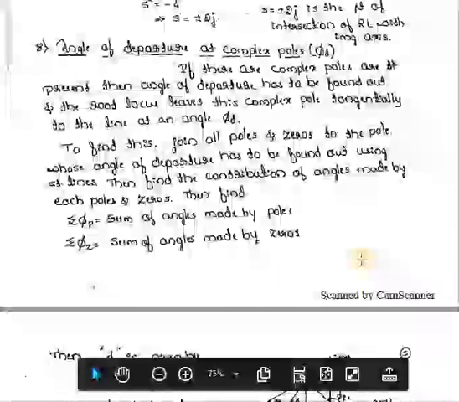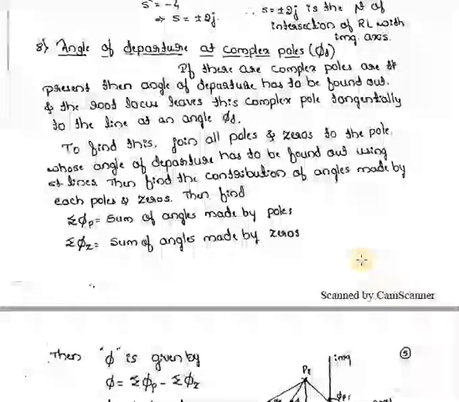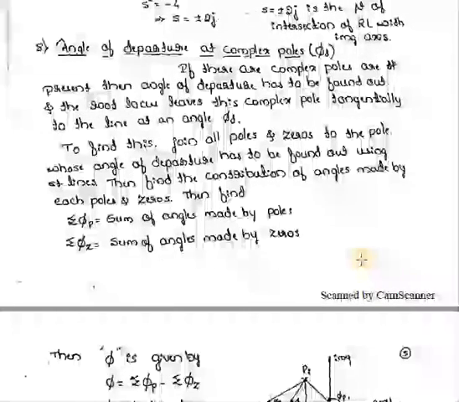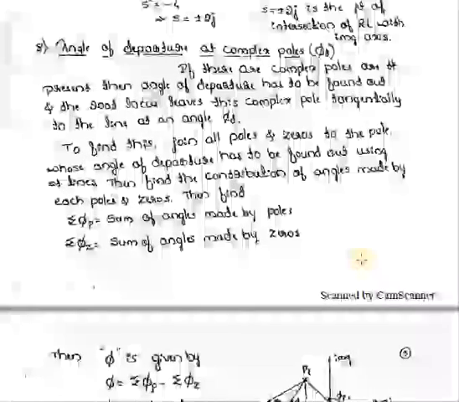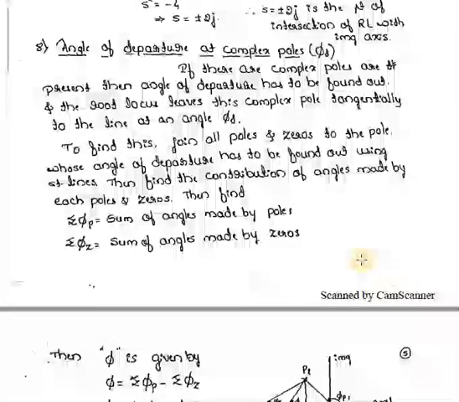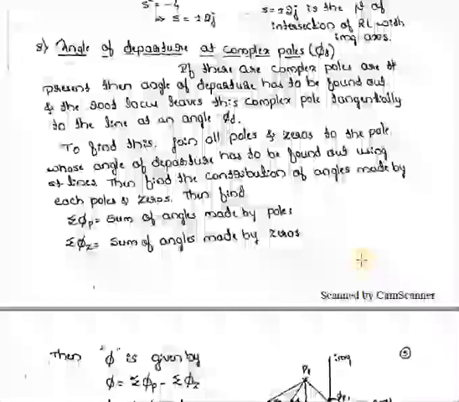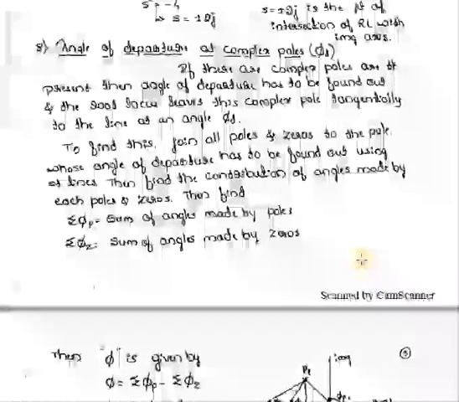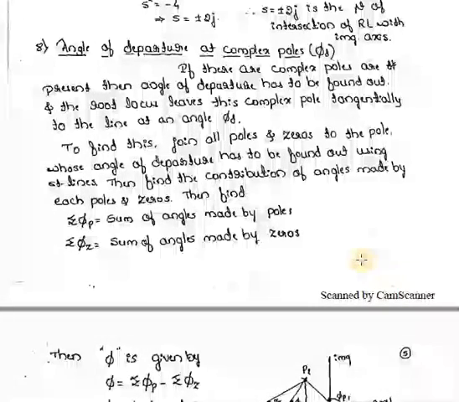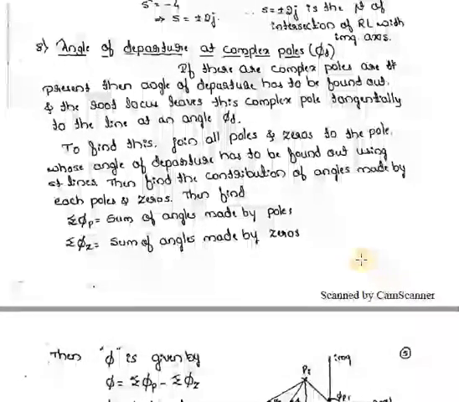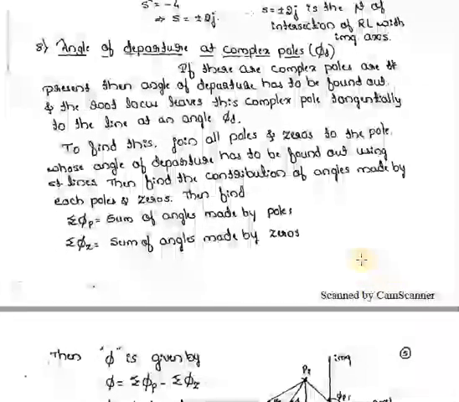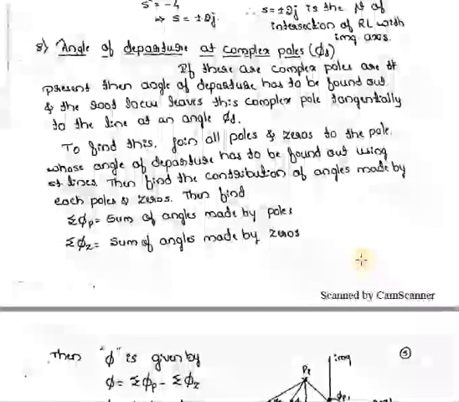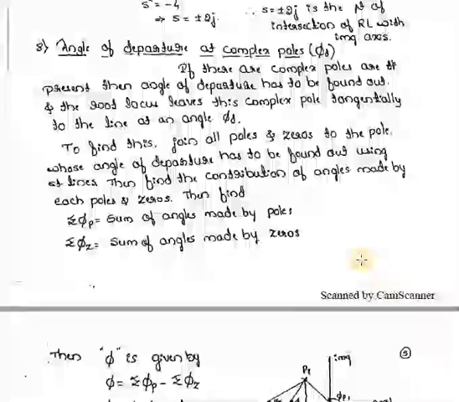the angle of departure at complex poles. In some of the problems you may get the poles value as complex roots. So in such cases you need to find out the angle of departure. That is, if complex poles are present, then the angle of departure has to be found out, and the root locus leaves the complex pole tangentially to the line at an angle of theta d.